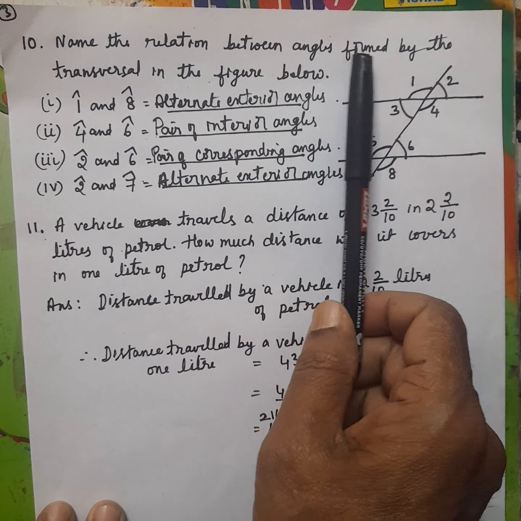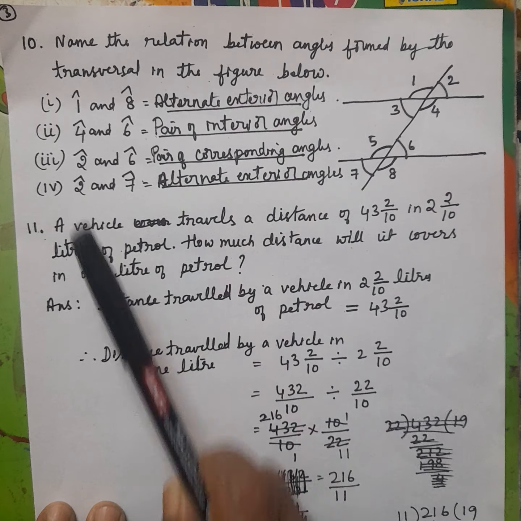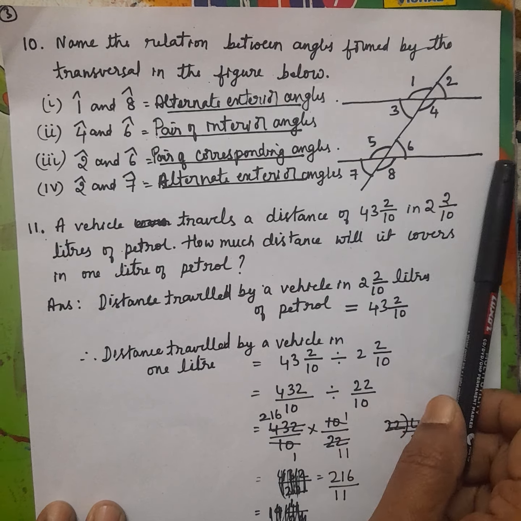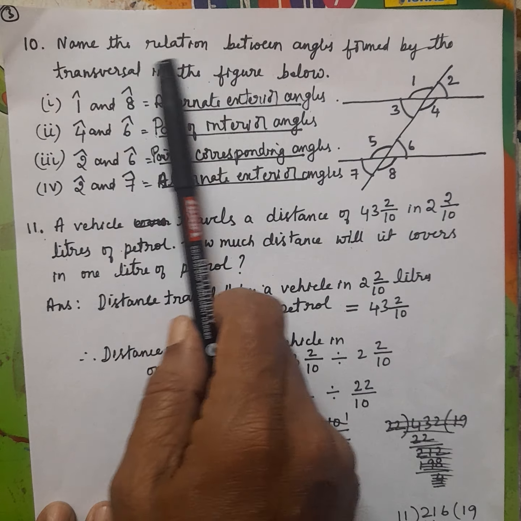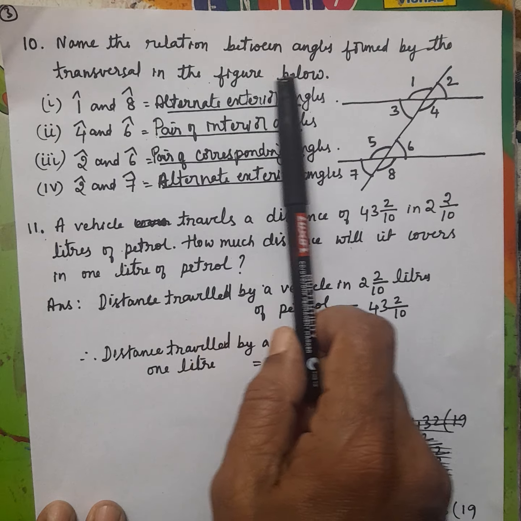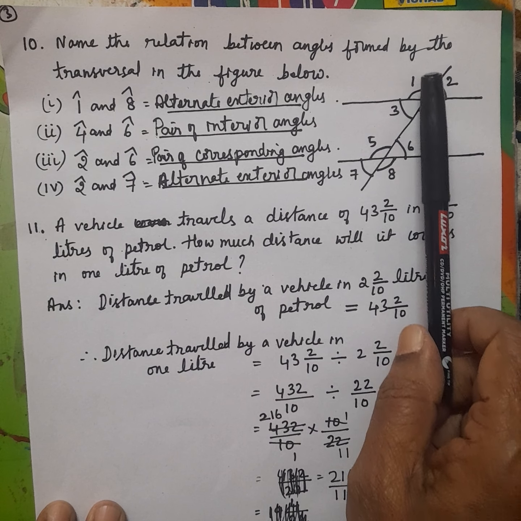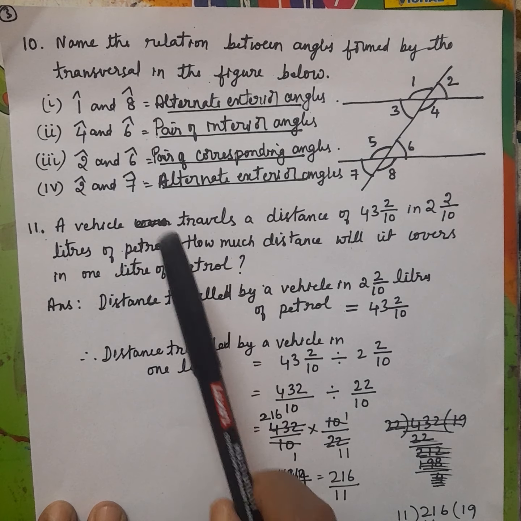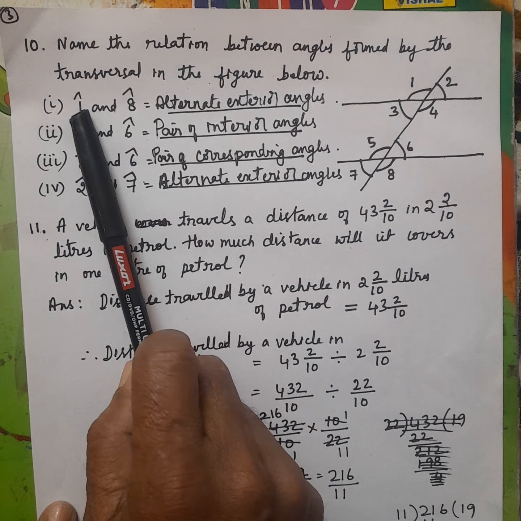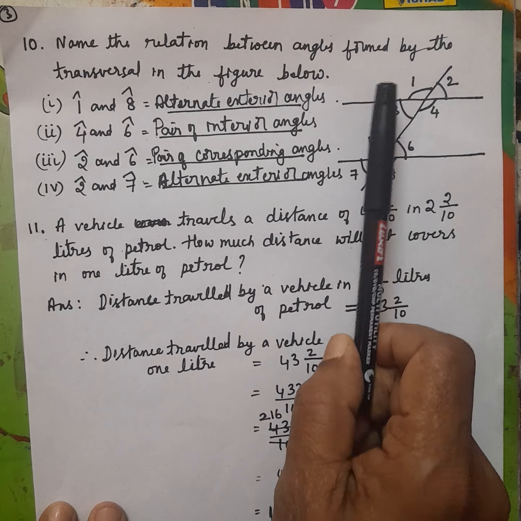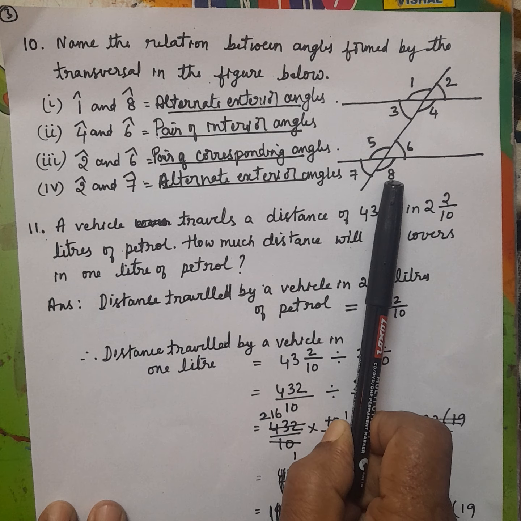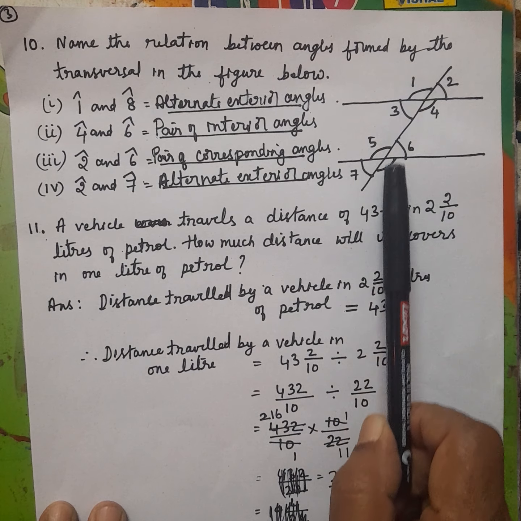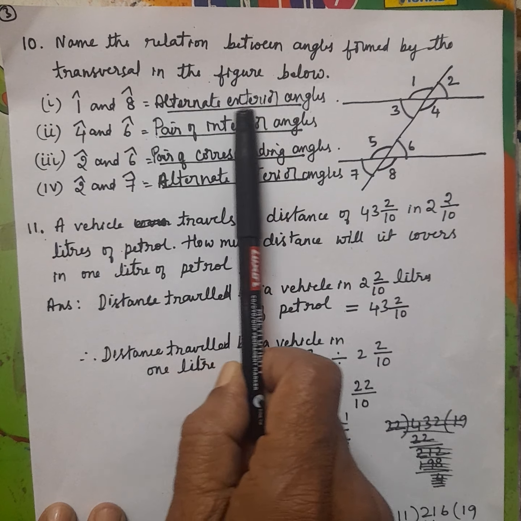Now the next question is, name the relation between angles formed by the transversal in the figure given below. There is a figure. Here there are two parallel lines and one transversal line. So this is angle number 1, angle number 2, angle number 3, angle number 4, 5, 6, 7, 8. Now they have asked what is the relation between angle number 1 and angle number 8. Here is angle number 1 and angle number 8. These two angles are called alternate exterior angles.